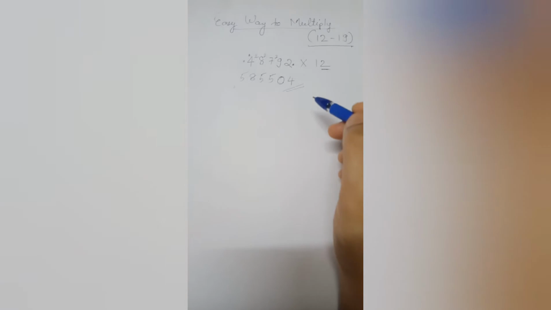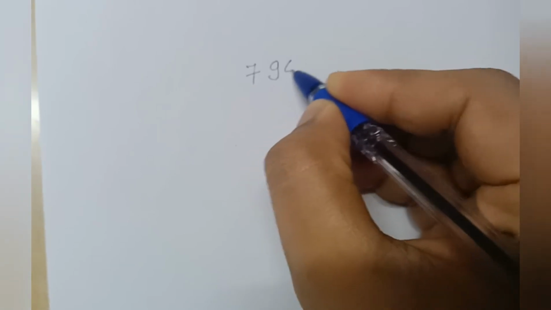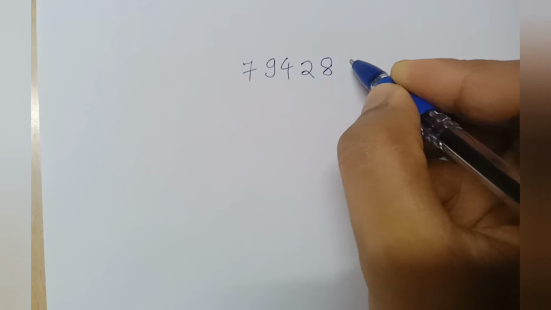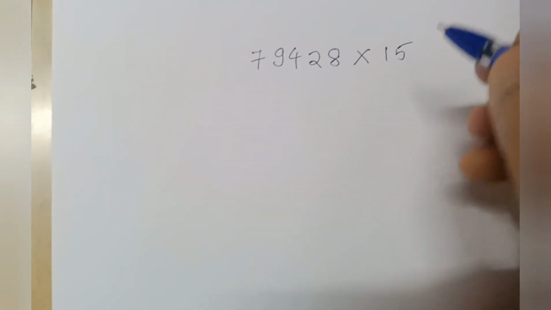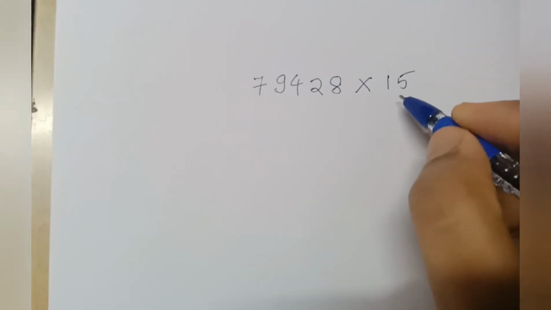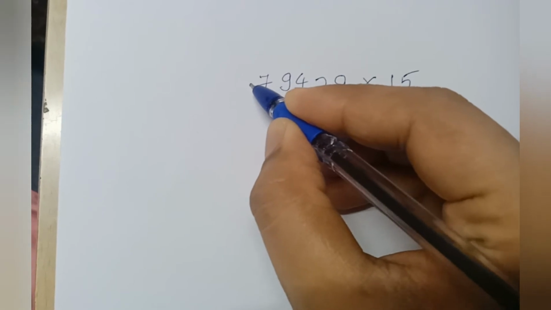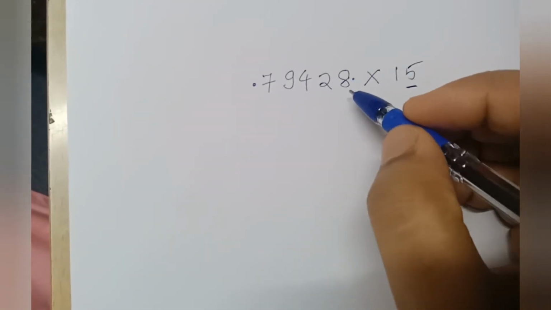You can check with the calculator whether this answer is right or not. Next, one more example we are going to take, which is 7 9 4 2 8 multiplied by, suppose, imagine 15. Previously we have taken 12, now we are taking 15. Take the units place. Now put a dot in front of the first digit and at the end of the last digit. A dot represents 0.